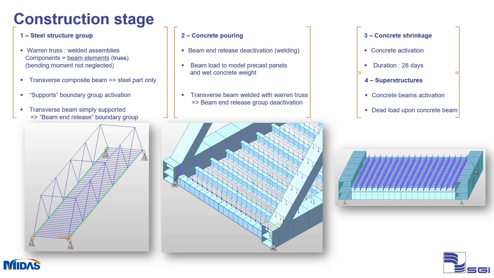Next step is superstructures load. These loads are applied on longitudinal concrete beams and we have to activate this structure group. Superstructures load group is also activated and corresponds to dead loads such as asphalt protection, ballast and railway track components. Final step will correspond to the dummy beam activation required for moving load analysis.